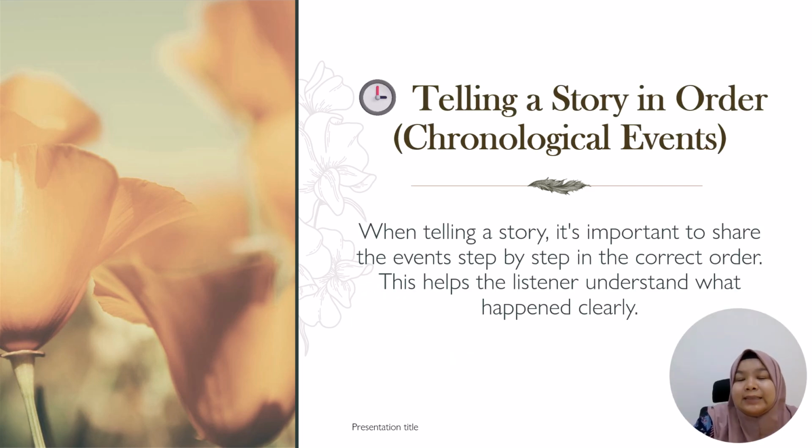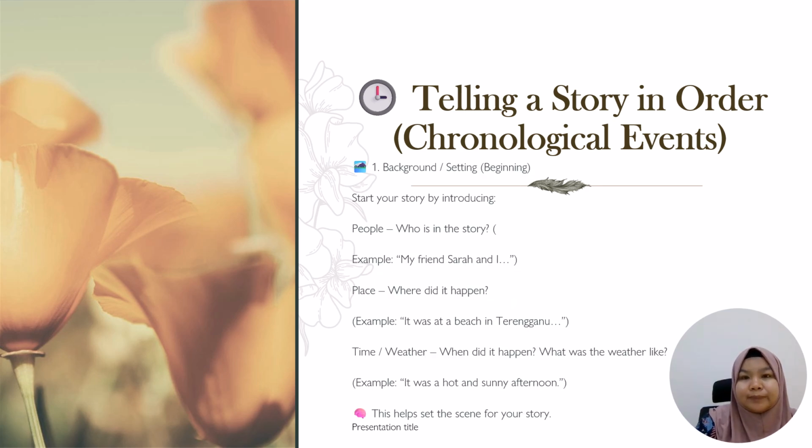So the first thing is you have to tell a story in order, or the chronological order of a story. So when telling a story, it's important to share the events step by step in the correct order. This helps the listener to understand what happened clearly. So when the listeners understand the chronological order of the event, that will help them to focus on your story. Okay, so it's important to use the relevant phrases.